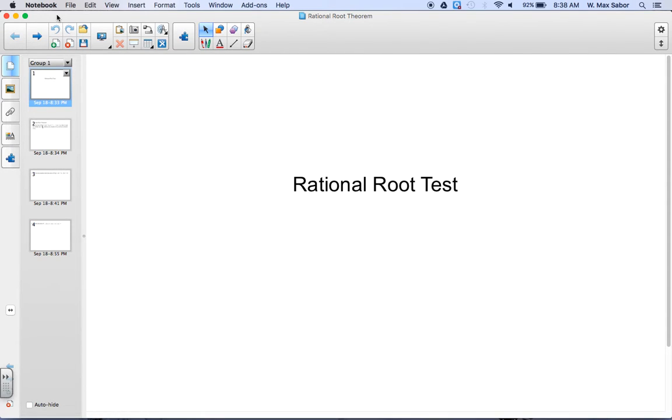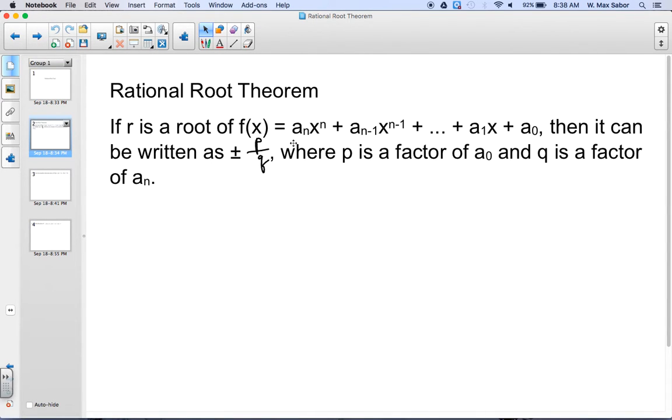Today we're going to talk about the rational root test, or the rational root theorem. The rational root theorem says that if r is a root of this polynomial, then it can be written as plus or minus p over q, where p is a factor of the constant term and q is a factor of the leading coefficient.